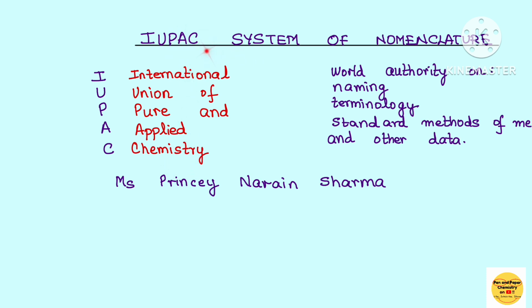This is the authority which tells you how to name any organic or inorganic compound, and what the standard unit is that I am going to take. For example, if you recall, we have done the unified mass, which was earlier called the atomic mass unit. That is also defined by IUPAC.